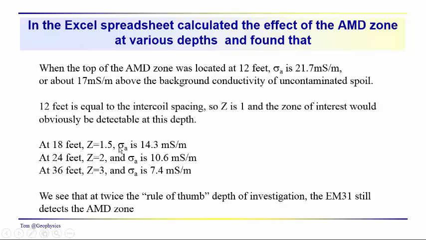You wouldn't miss a contaminated zone at a depth to top of 18 feet, because the apparent conductivity would be over 3 times that of the background, and at 24 feet, more than 2 times the background. At 36 feet down to the top, with Z equal 3 to the top, Z equal almost 4 to the base, way outside the Goldilocks zone, we're still almost twice the background conductivity.